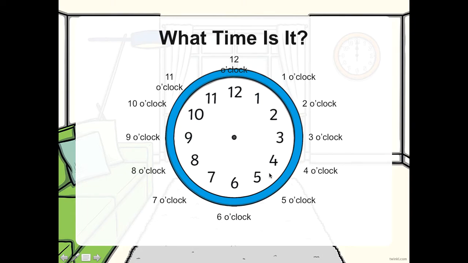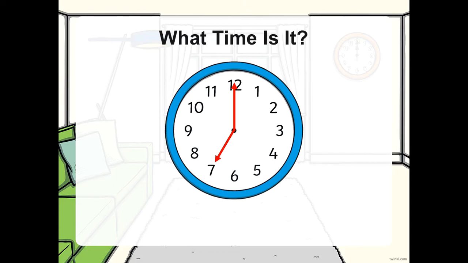We're now going to have a look at what time it might be on the other clock faces. Here we can see the minute hand is pointing to the 12. Where is the hour hand pointing? That's right, at the 7. It's something o'clock. What time is it here? That's right, it must be 7 o'clock. It is 7 o'clock.